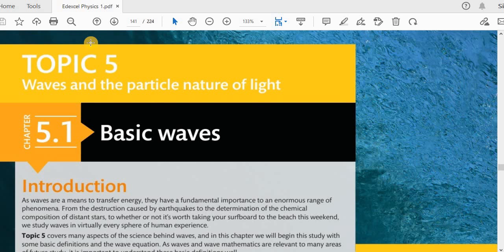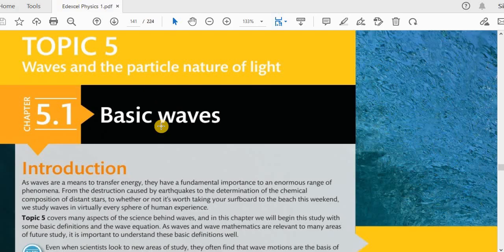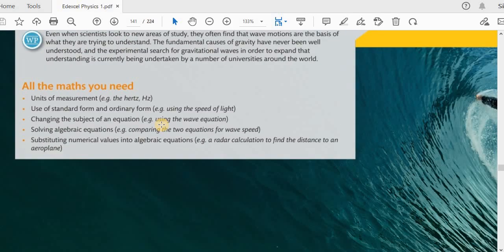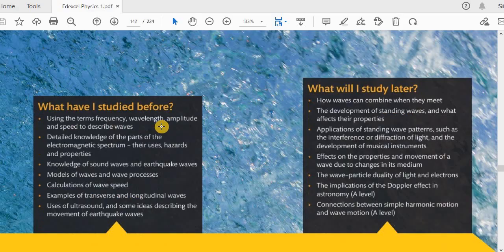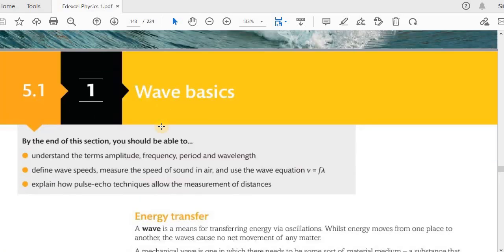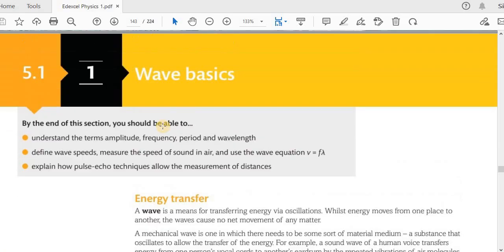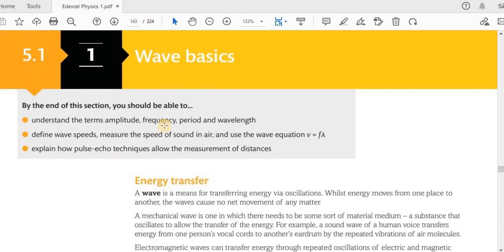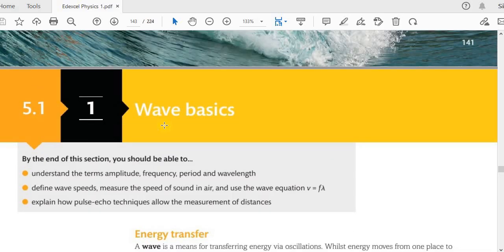The next chapter is on waves. We will start with chapter 5.1, basic waves, and in this you will learn the very first basics of waves. This is the very first lesson in the IAS Physics course on waves.